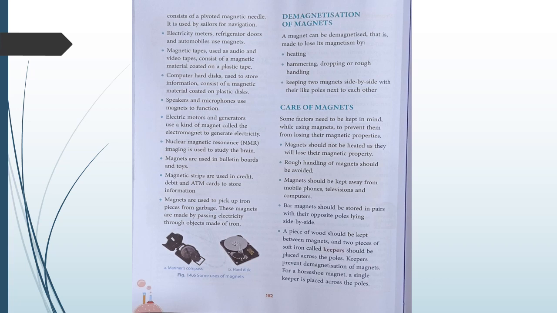Care of magnets. To prevent magnets from losing their magnetic property or magnetism, we should never heat a magnet. Also, rough handling of magnets should be avoided. They should be kept away from electronic devices like mobile phones, computers, televisions, etc. And bar magnets should be kept in pairs with unlike poles next to each other and a piece of soft iron keeper across the poles.